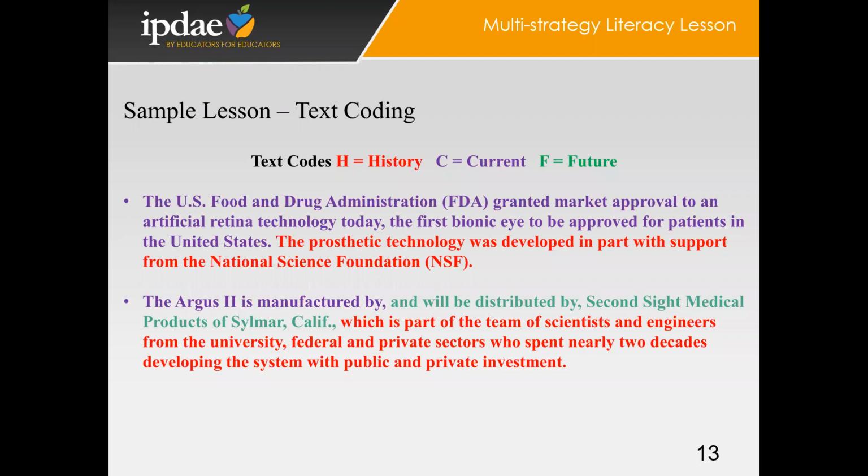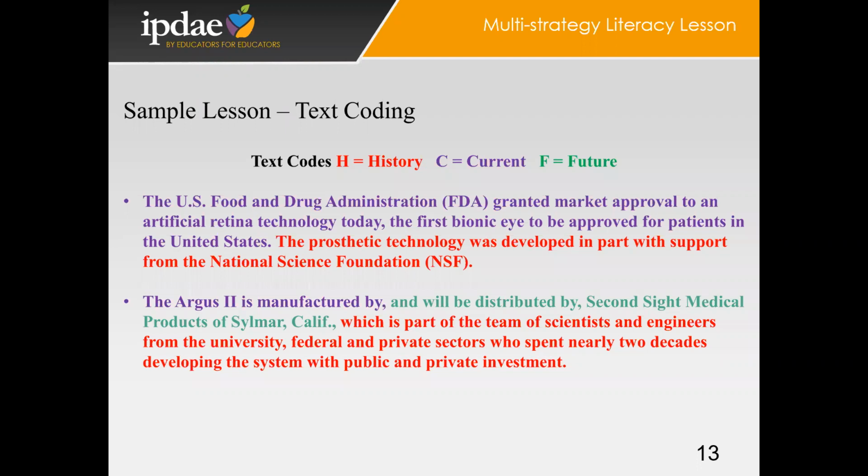Okay, then we move on to the next phrase, which is part of the team of scientists and engineers from the university, federal and private sectors, who spent nearly 2 decades developing the system with public and private investment. So it's saying in this particular clause, this team spent 2 decades developing the system. So that's already happened, and it's telling you how long it took. So yes, Jesse, very good point. Verb tenses are going to play a really important role in these particular codes.